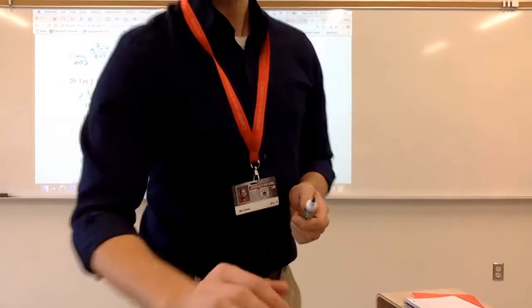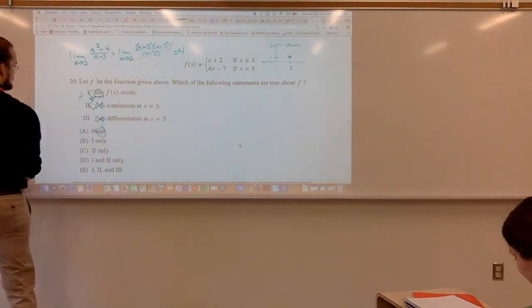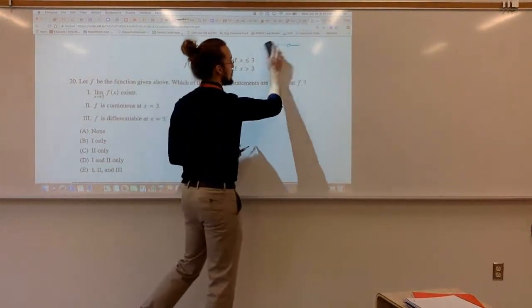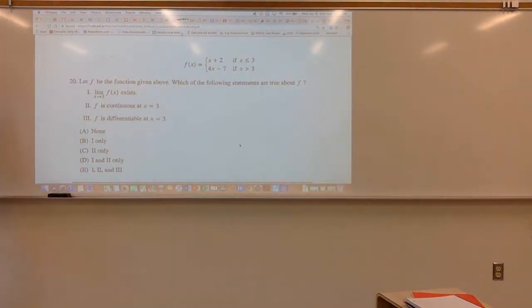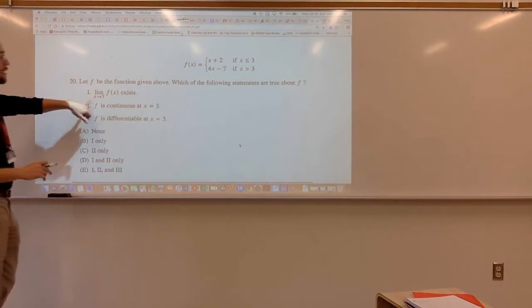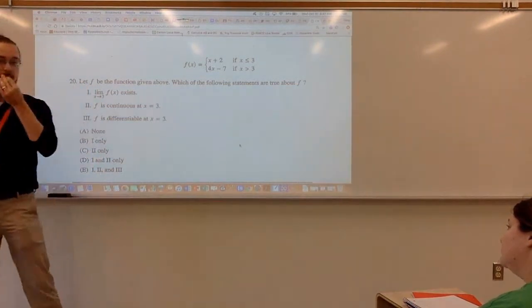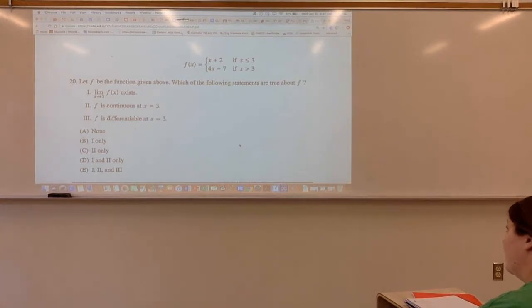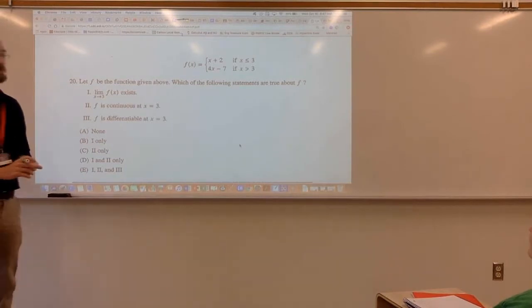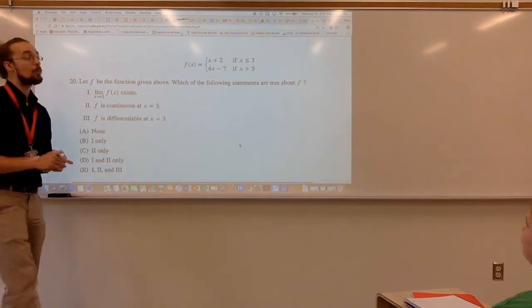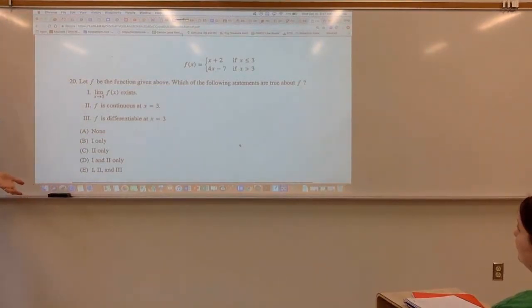Here we go. Same type of problem here, and we want to figure out if the limit exists, if it's continuous, and if it's differentiable. First, does the limit exist as x approaches 3? The function's slightly different here. We have 2 completely different functions coming from both sides. So how would I figure out if the limit exists here? We want to see if they are equal to each other. That's our goal.